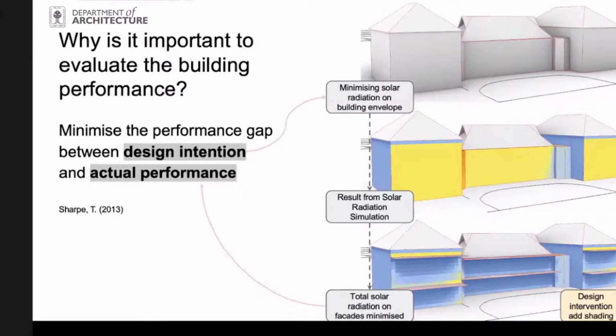And at that point, I have achieved my goal to minimize the solar radiation on the facades. So that's how the building performance evaluation can help us make the actual performance and design intention achieve their goal. So you can test it first. It's not based on assumption. We utilize some tools to look at the specific performance that we really want to achieve in our design.